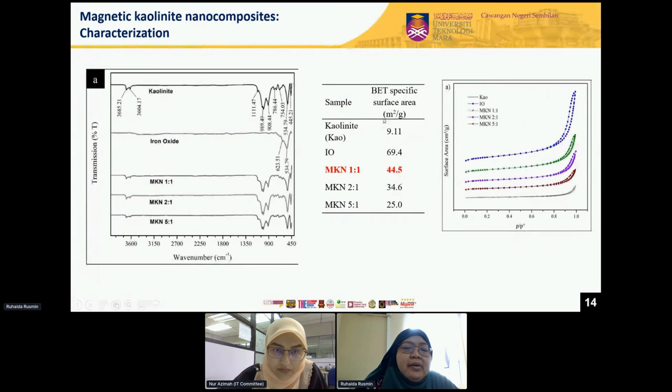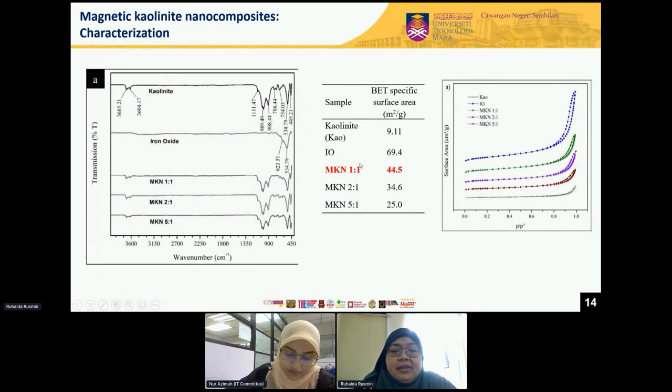Next, we also characterize in terms of structure. When we run the FTIR, we can see that the bands of the functional groups are all basically present. The only difference is perhaps in the intensity. For MKN 1:1, the intensity for the OH or the functional groups from the kaolinite might slightly differ from MKN 5:1. But nevertheless, all the functional groups are present in all the composites.